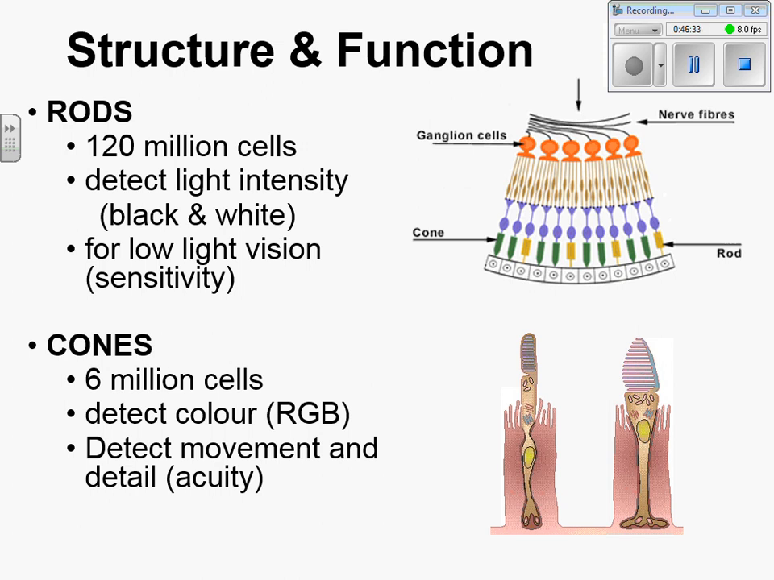Rods are called rods because that's the shape they are. And there are 120 million of these. I don't know if that's per eye or between the two of them. And all they do is detect light intensity, not colour. They've got absolutely nothing to do with colour. So animals that don't see colour, like cats and dogs, only have these. All right, so not all animals see colour, do they?